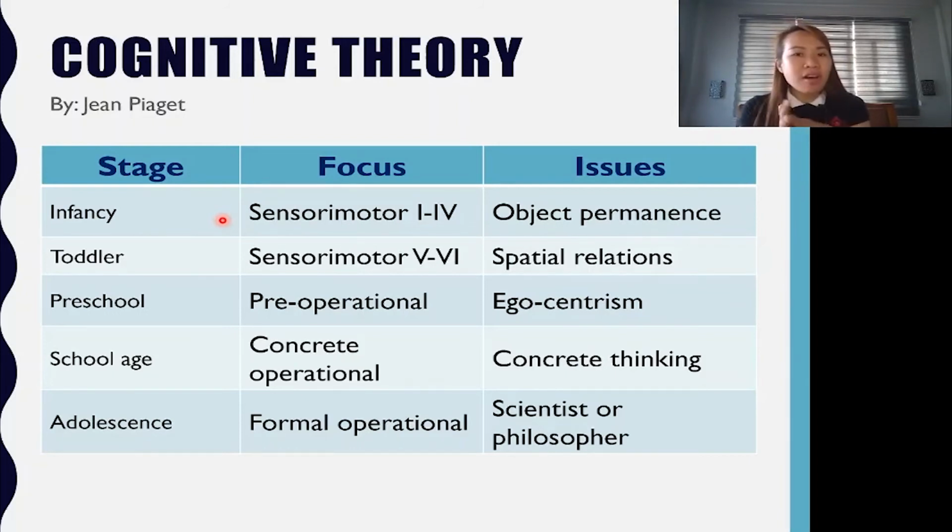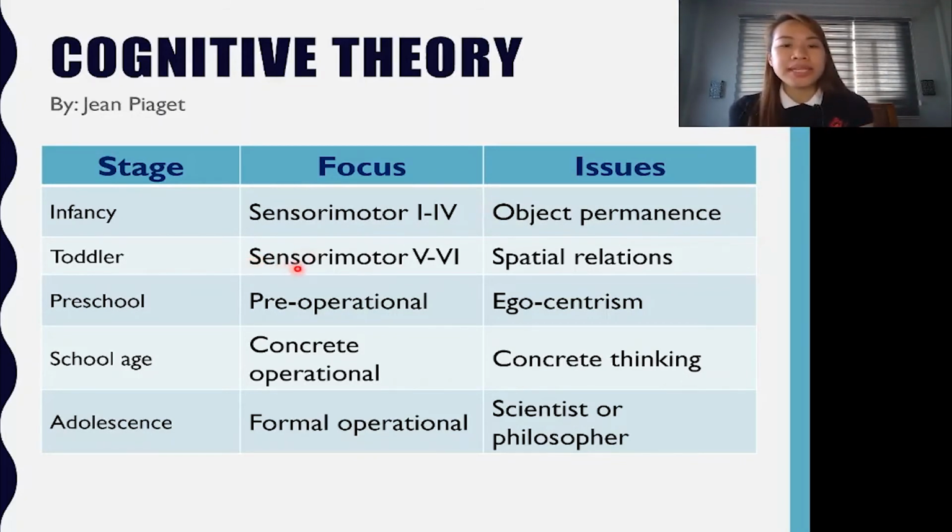Diba, yung mga soft, hard, rough, smooth. So, sensory motor kasi yan. So, 1 to 4. And the issue here that will be encountered is object permanence, which they will later learn at 10 months old: that even if they don't see it, an object is still there.